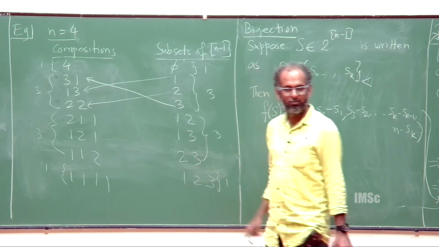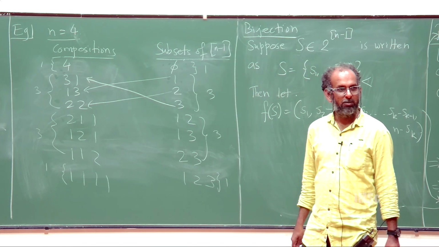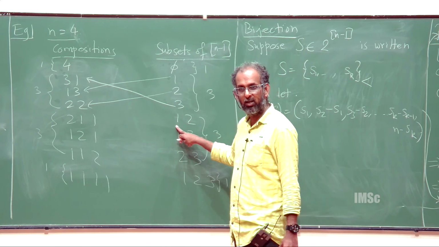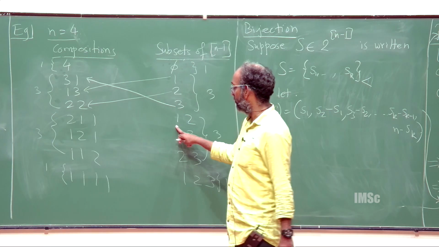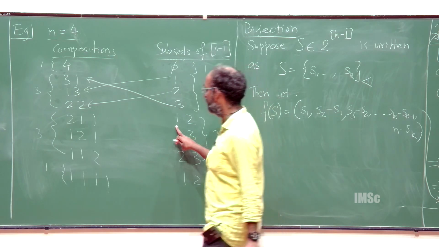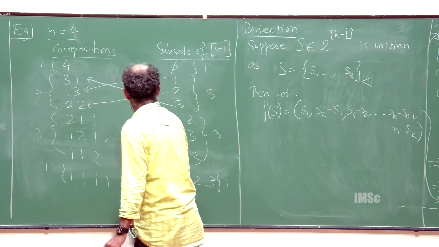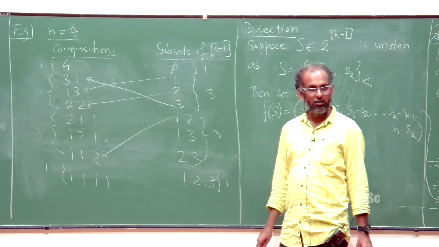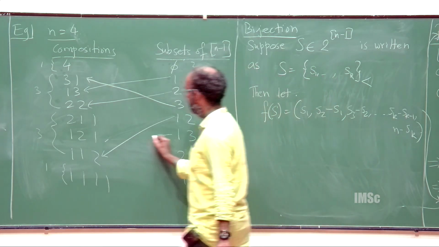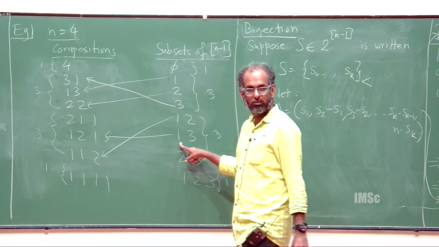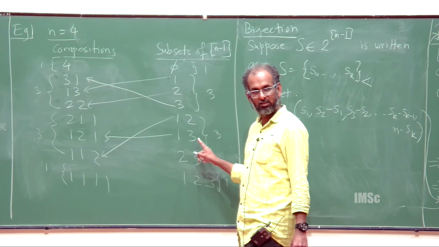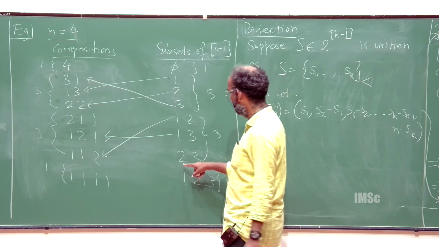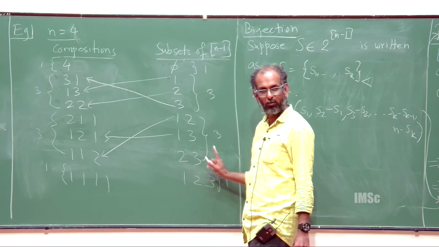Let's look at 1, 2 now. 1, 2 will map to what? 1, then 2 minus 1, which is 1, and 4 minus 2, which is 2. So this will map here. 1, 3 will map to what? 1, 3 minus 1 which is 2, and 4 minus 3 which is 1. And 2, 3 will map to 2, 1, 1: 2, 3 minus 2 which is 1, 4 minus 3 which is 1.